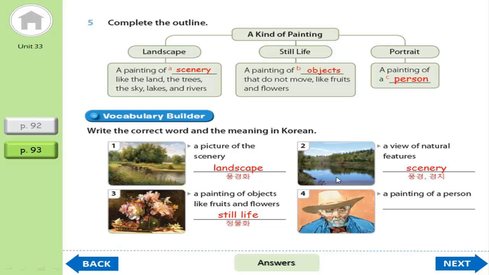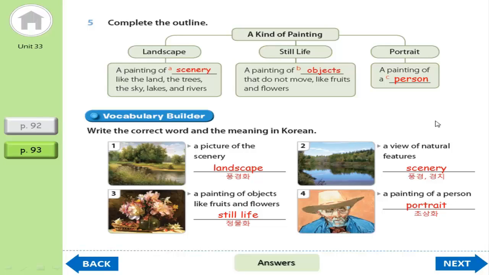Okay, picture 4, we can see a painting of a person, right? So right here, a painting of a person. What word should we write in here? Okay, look at this. A painting of a person. So what word should you write in here? Okay, so we call it portrait. Portrait is a painting of a person.